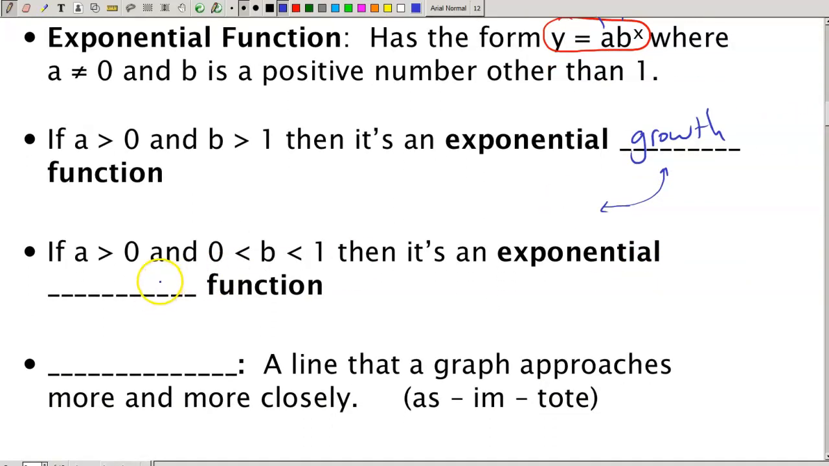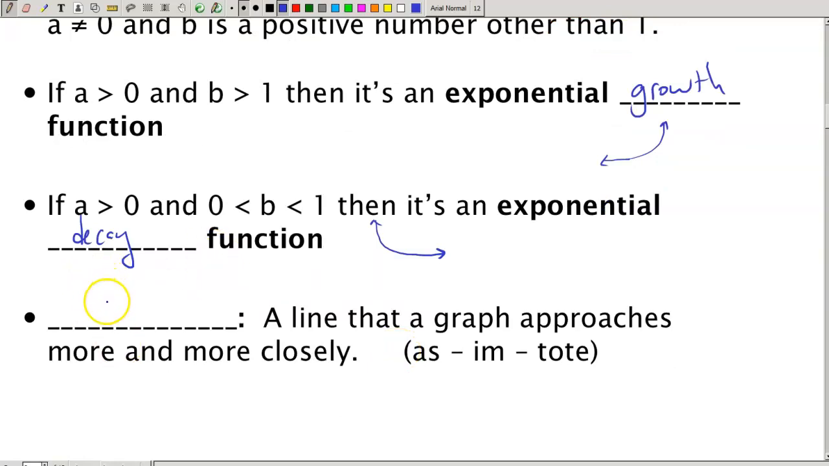If a is greater than 0, but the b value is in between 0 and 1, then it's an exponential decay function. And that's where you're going to have some starting value, and then it's going to decrease rapidly and level off. So you can think of that as maybe the depreciation of a car, or the depreciation of something new goes down kind of rapidly in those first few years, and then starts leveling off more and more.